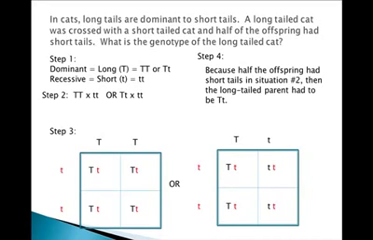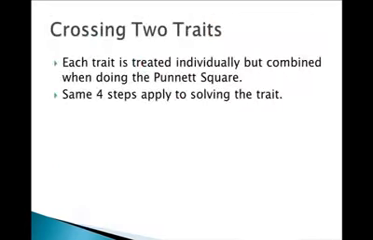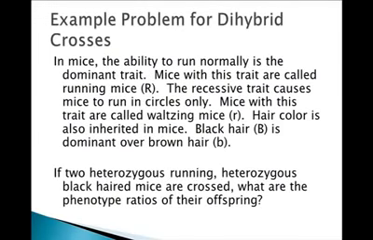Okay, so these are pretty simple, but now we're going to actually cross two traits. Each trait is treated individually but combined, and then you use the same 4 steps. So what do I mean by combined? Well, if you have an A and a B, you have to have in each column heading, in each row heading, an A and a B together. Because you get one copy from mom, one copy from dad, but there's multiple combinations of ways to do that. So let's take a look at an example problem. These are called dihybrid crosses.